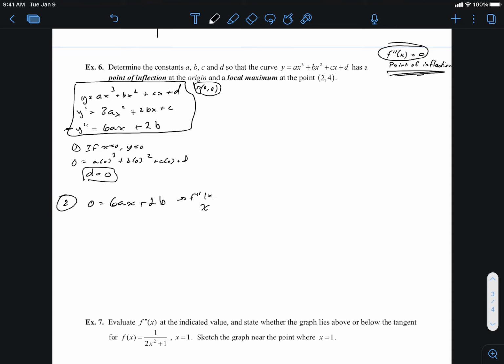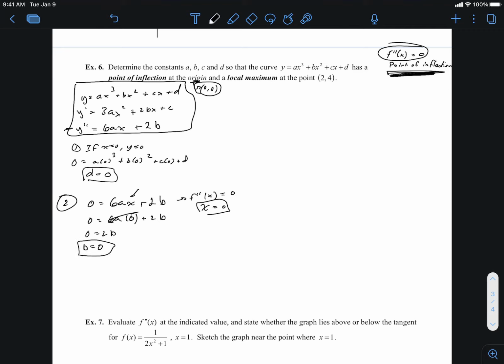Talking and writing at the same time, can't do that sometimes. That's equal to 0, the second derivative. Same idea up here. But we also know that it's occurring at the origin. So we know its x value is 0. So plug it in there. Well, 0 equals 6 times a times 0 plus 2b. Well, that's 0. So 0 equals 2b. So you know that b is going to equal 0 as well.